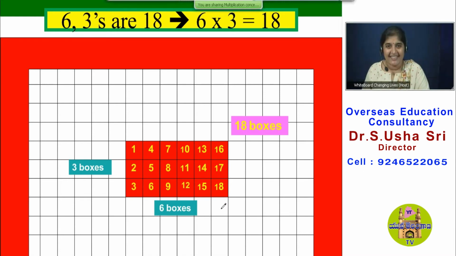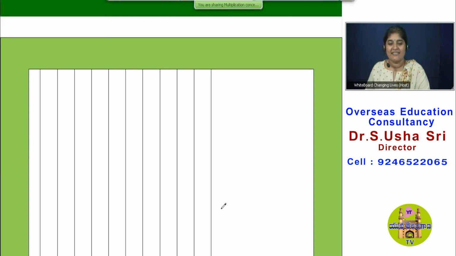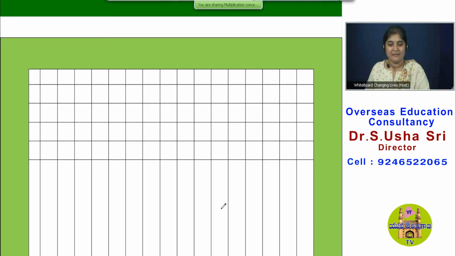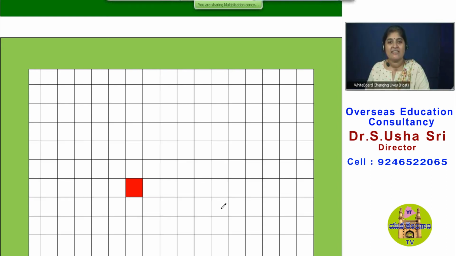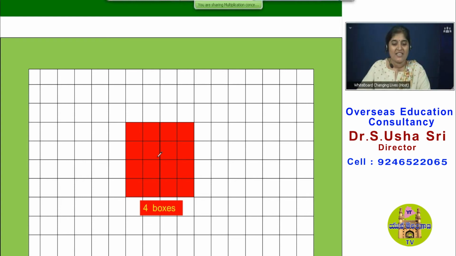Now let us see the other example. The same grid we will define. Next. 1, 2, 3, 4. There are 4 boxes this side. 5, 6, 7, 8, 9, 10, 11, 12, 13, 14, 15, 16. So how many boxes this side, children? 1, 2, 3, 4. So this side also we have 4 boxes.